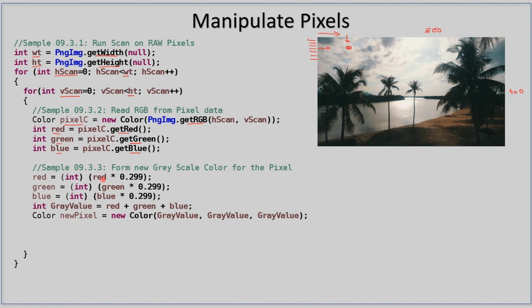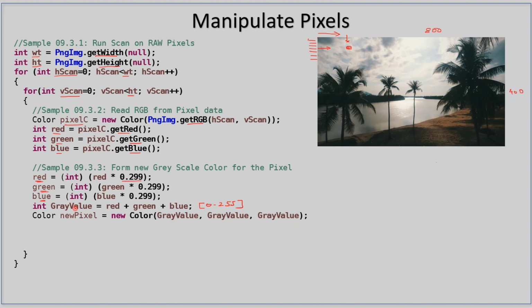Next, we make use of the algorithm. Whatever red is returned, we multiply that with the constant 299 and store it back, and we do the same for green and blue. Finally, we add up all these components, and you will get 0 to 255 based on the red, green, blue component intensity. Based on that intensity, we decide what grayscale value needs to be set.